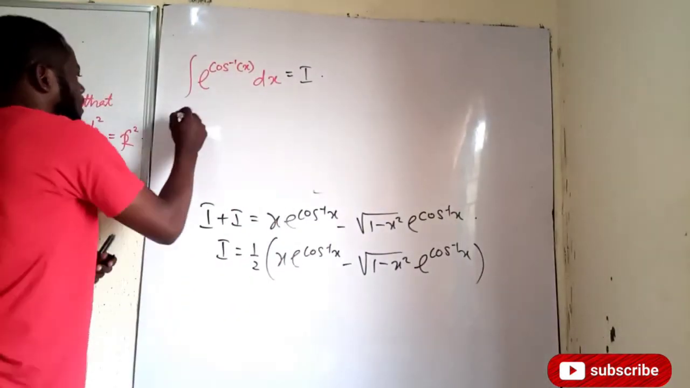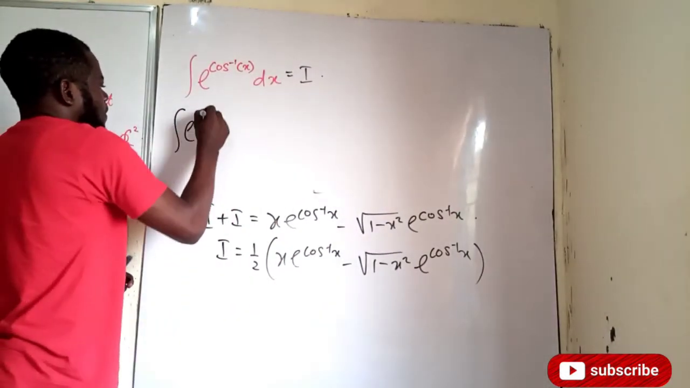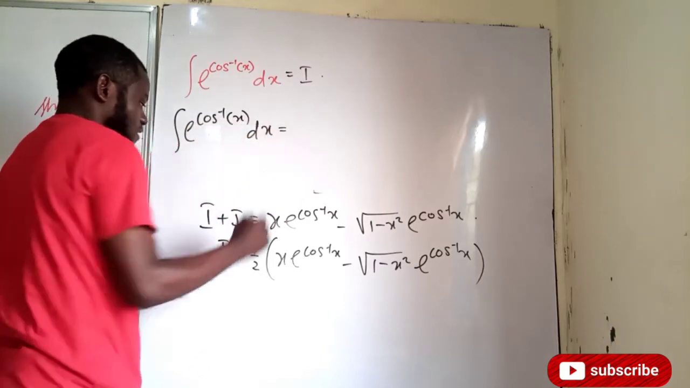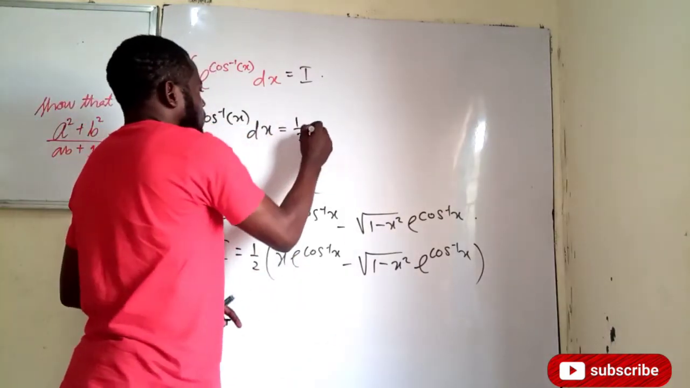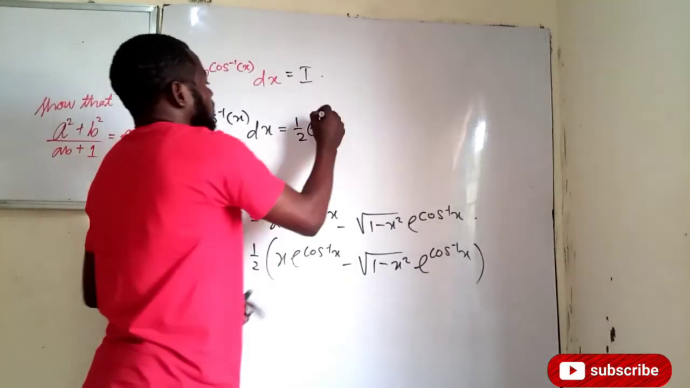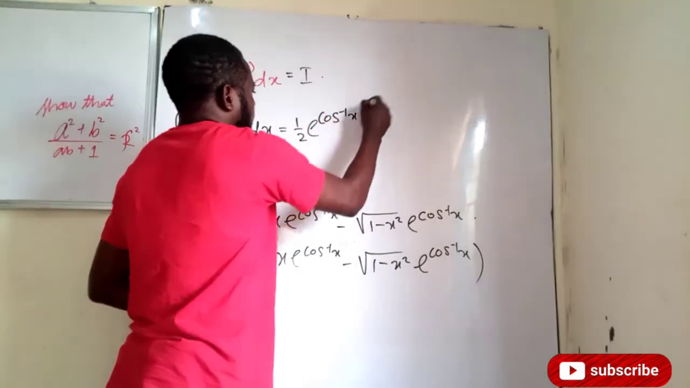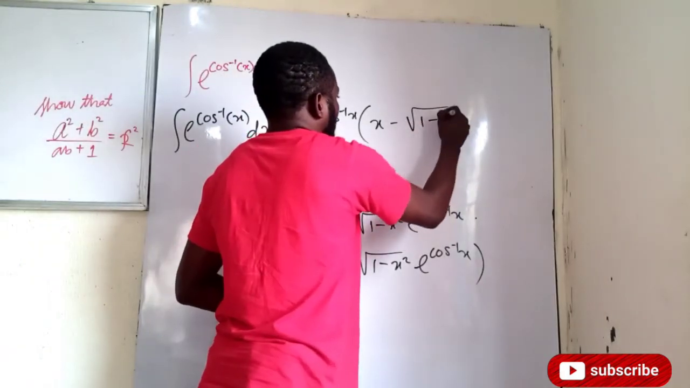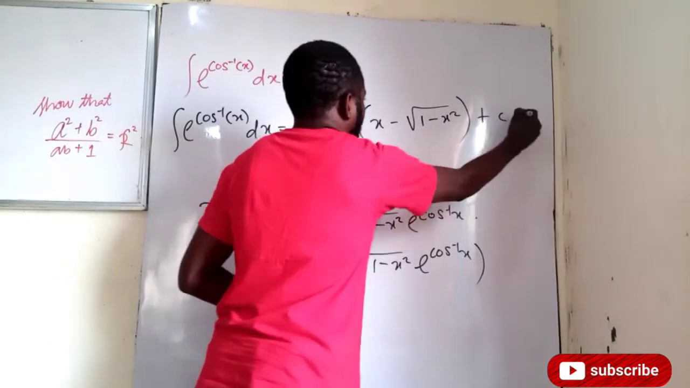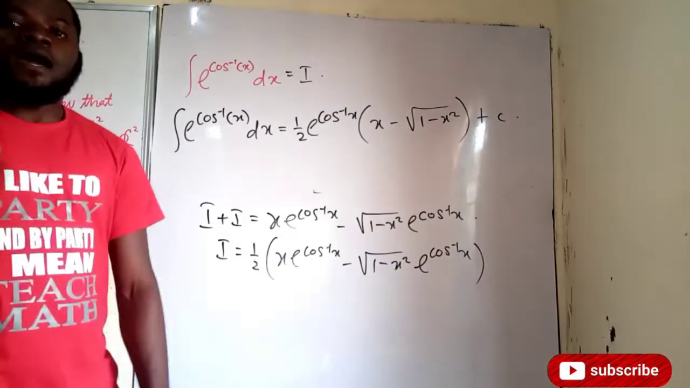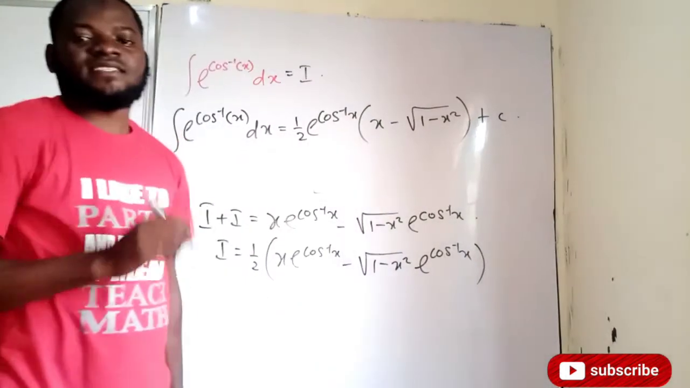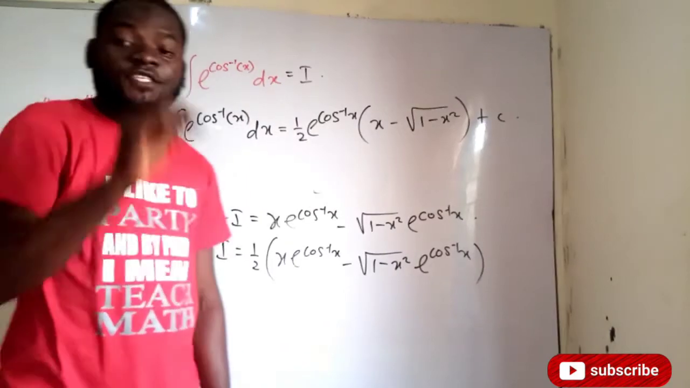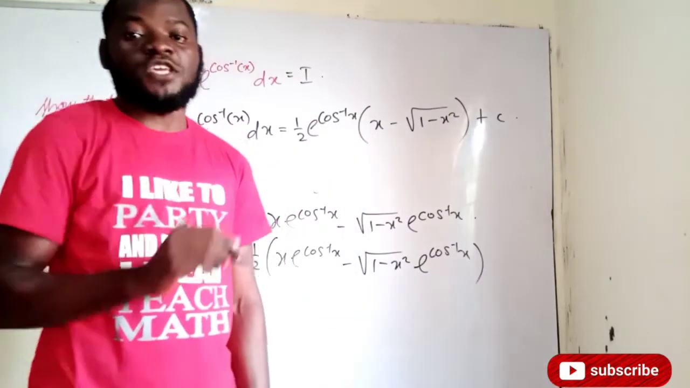So the integral of e to the power of arc cos of x dx is equal to 1 over 2 e to the power of arc cos of x into x minus the square root of 1 minus x squared plus c, like that. And that's going to be the result using integral by parts. Now let us try the u sub and see how it's going to be.